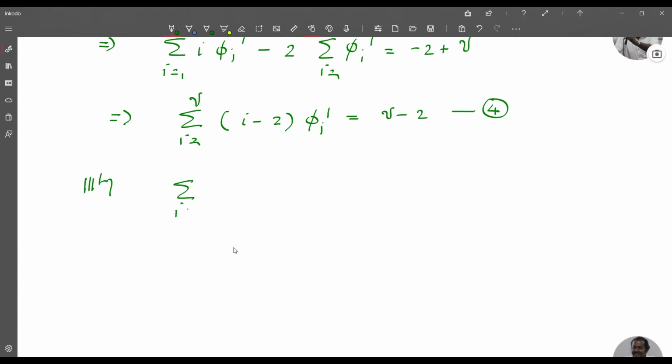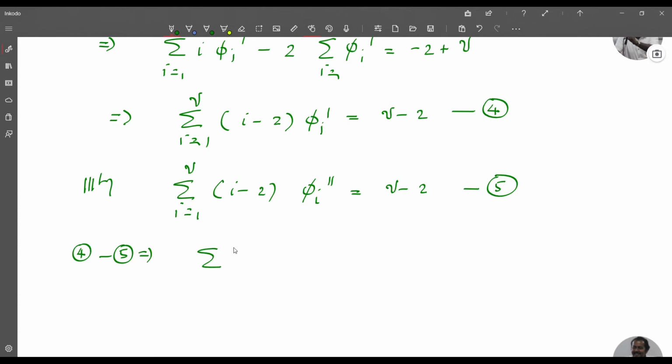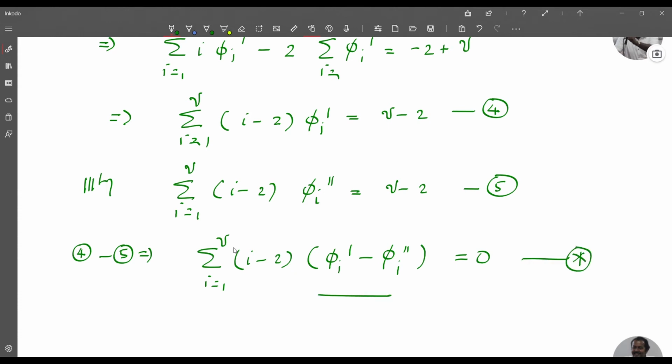sum over i = 1 to ν of (i minus 2) φ_i'' equals ν minus 2. This is equation 5. Now 4 minus 5 implies sum over i = 1 to ν of (i minus 2) times (φ_i' minus φ_i'') is equal to 0. So this is known as the Grinberg identity, and this proves the theorem.